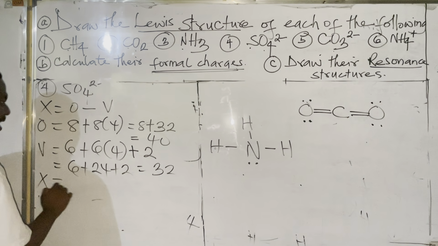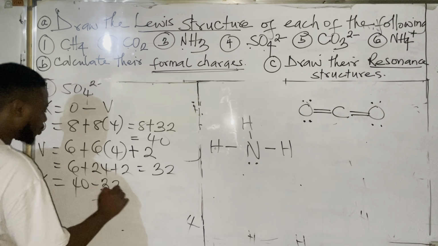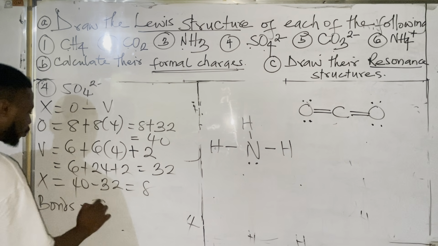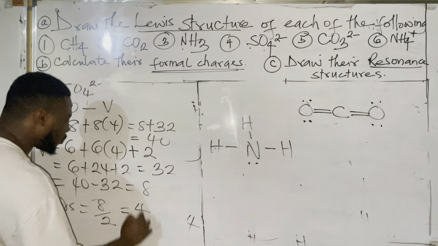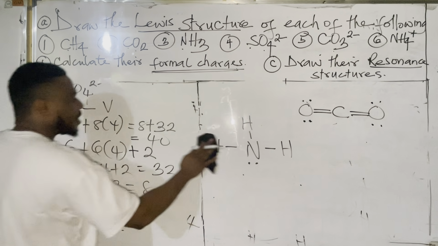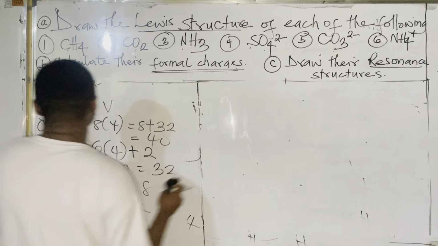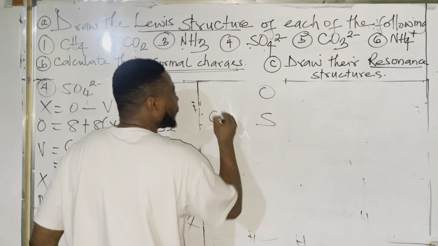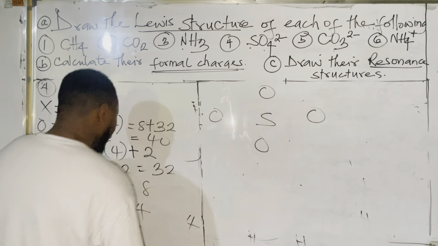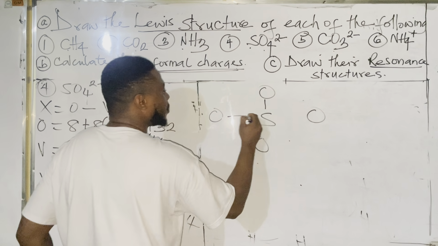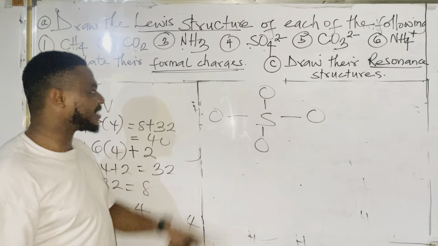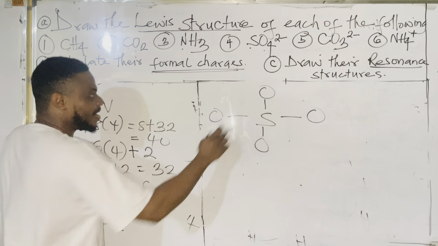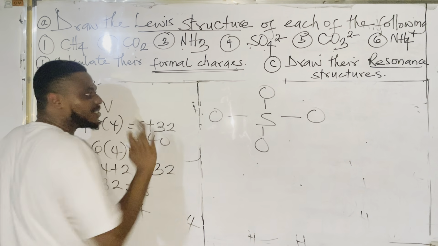So it means that X will be 40 minus 32, which will give us 8. So your bonds will be equal to 8 over 2, which will give us 4 bonds. Now where is the central atom? The central atom is sulfur. So you say S, 4 oxygens, 1, 2, 3, 4. How many bonds? 4 bonds. Sulfur has attained the octet state. Sulfur is happy, as a central atom, it must have 8. 2, 4, 6, 8. But all these oxygens are not happy.